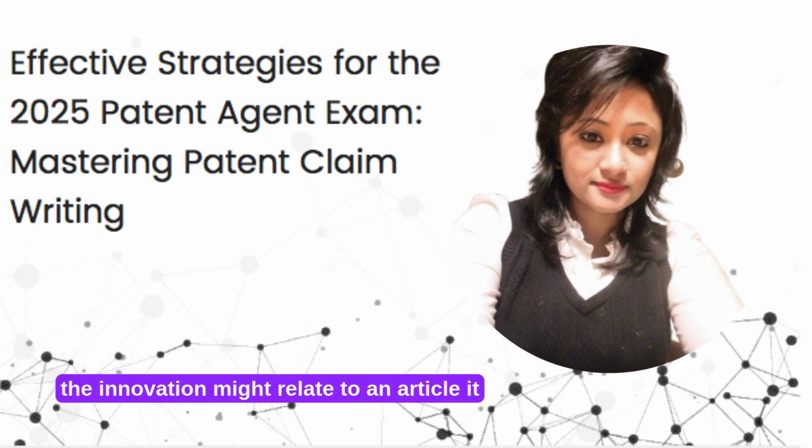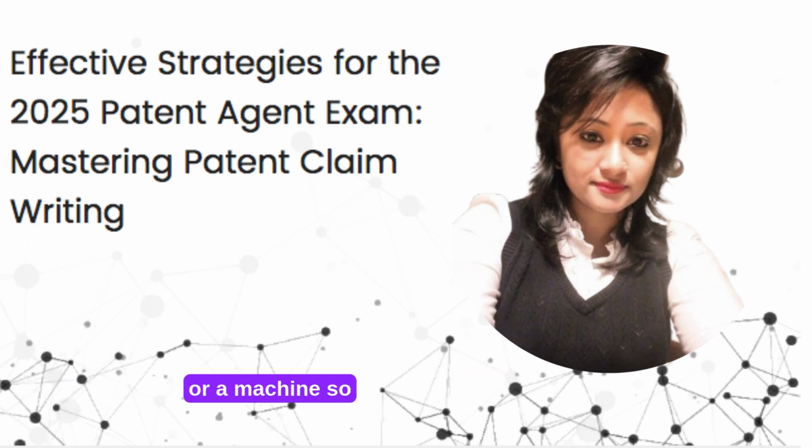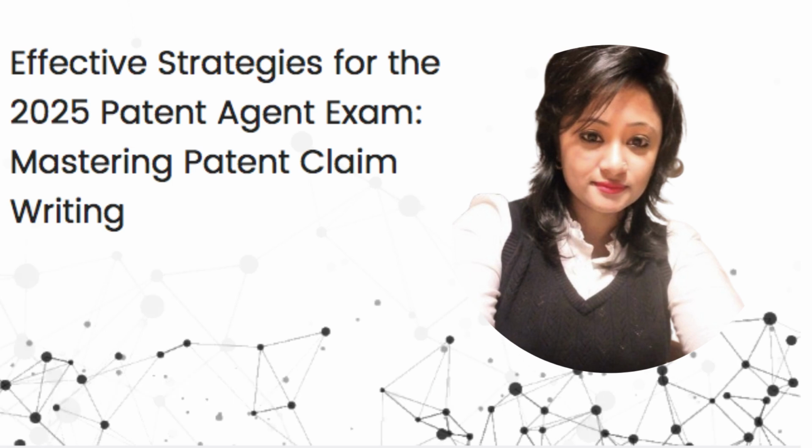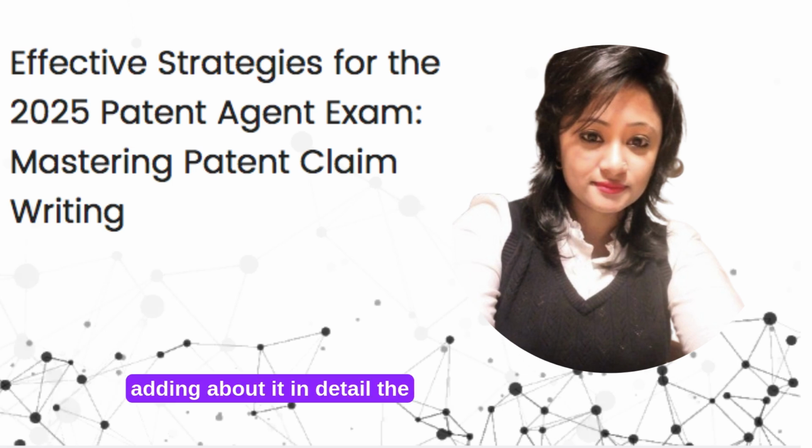The invention might relate to an article, a device, an apparatus, a composition, a formulation, a machine, or a handheld device, something which you can hold by hand. However, something which you cannot hold by hand is an apparatus or a machine. So the preamble, in very simple words, is a simple definition of the innovation without even studying it in detail.